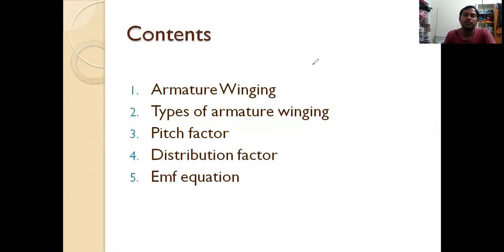So in this video I covered the second part of the alternators or synchronous generators. The contents of this video cover armature winding, what type of armature winding is used, and the types of armature winding. Next is pitch factor and distribution factor, and then the EMF equation. I cover all these things. First of all, let us discuss armature winding.